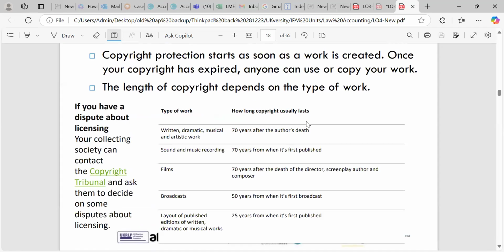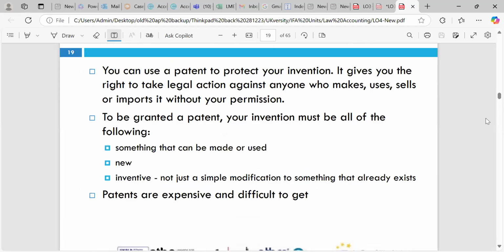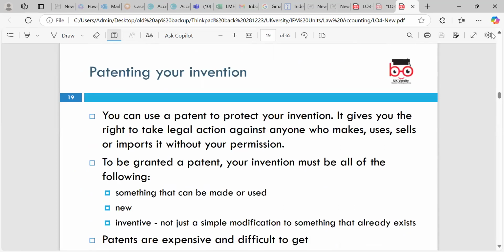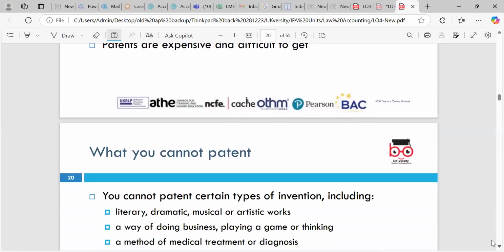How long does copyright usually last? 70 years after the author's death. Yes, that's huge. Broadcasts 50 years, 25 years. Of course, in the real world it is difficult, but the law says we can promote, but authorities and various other parts of the world do not protect. Of course, patenting your invention: patents, copyrights again. Your invention must be all of the following: something that can be made, new or inventive. So simple modifications, patents are expensive.